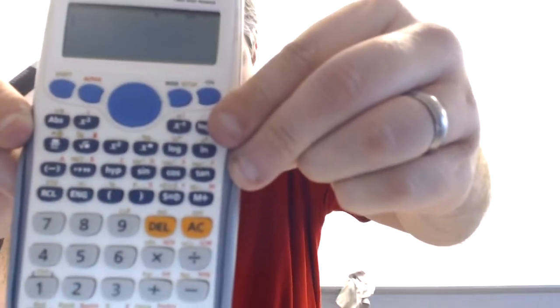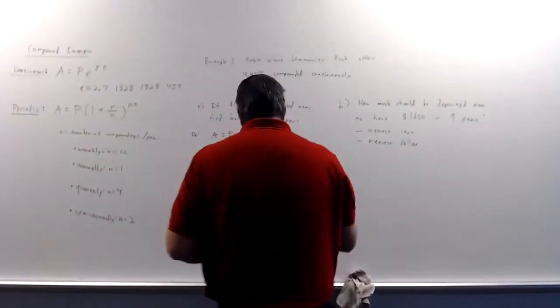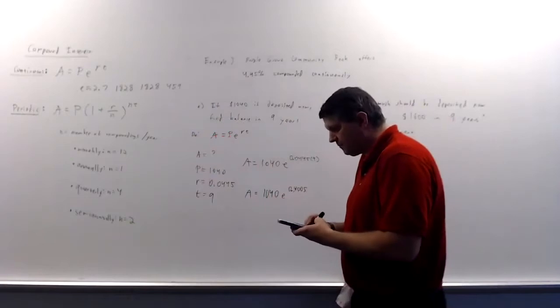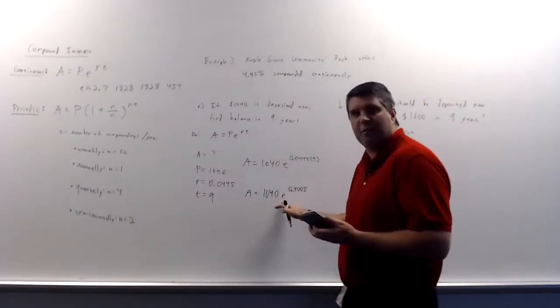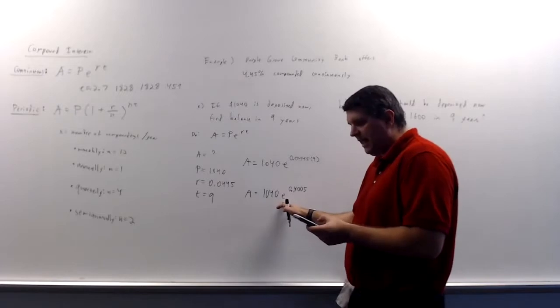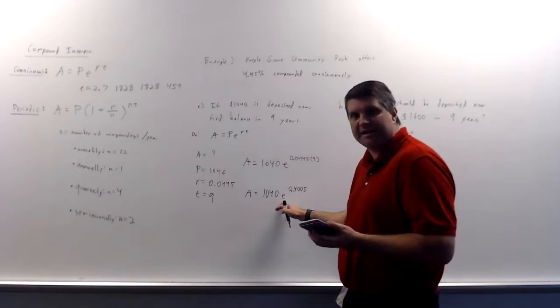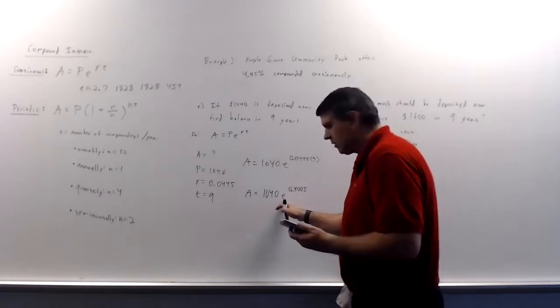Okay? Now, I can't get this thing to focus. Okay? But above, you should be able to find e to a power if you hit shift or second. So, for me, I would just type in 1,040 times shift or second, depending on what your calculator says, ln. So again, 1,040 times shift or second ln. Okay?